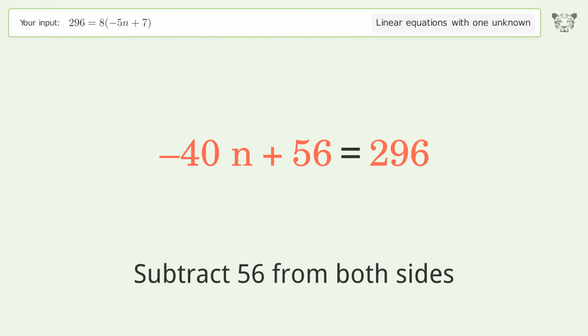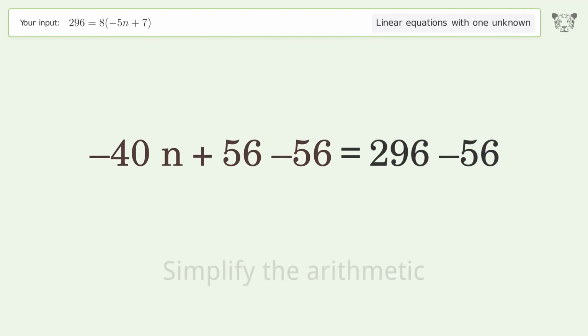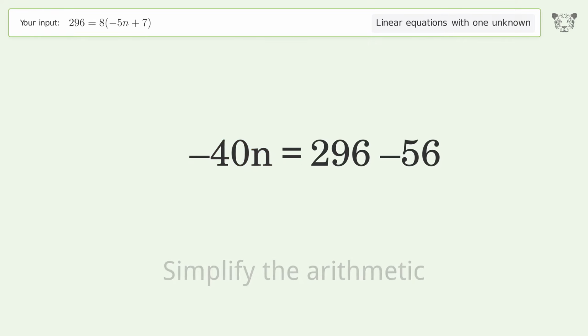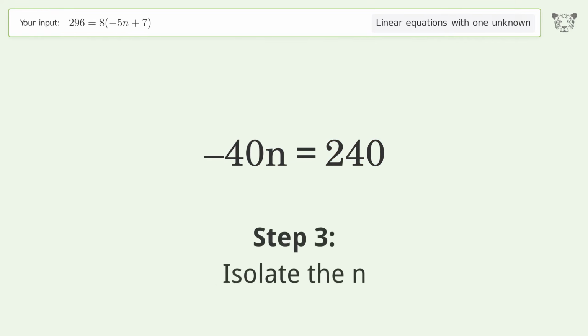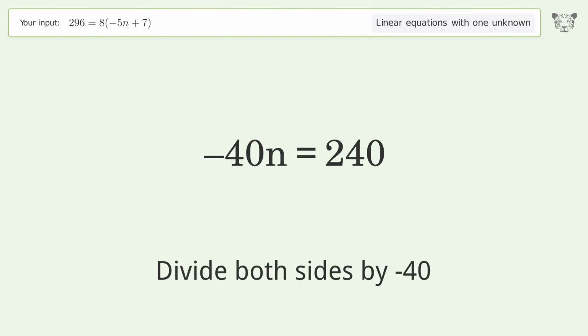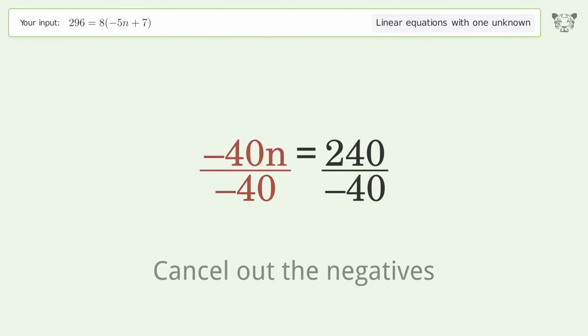Subtract 56 from both sides. Simplify the arithmetic. Isolate the n. Divide both sides by -40. Cancel out the negatives.